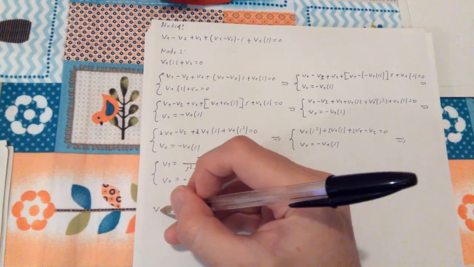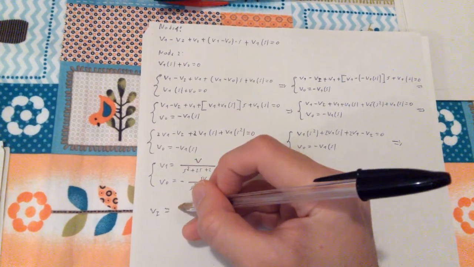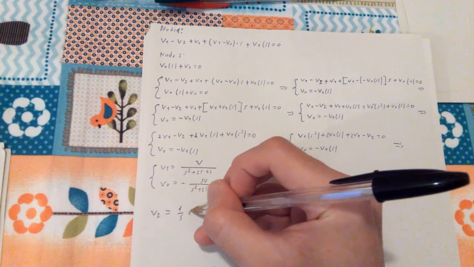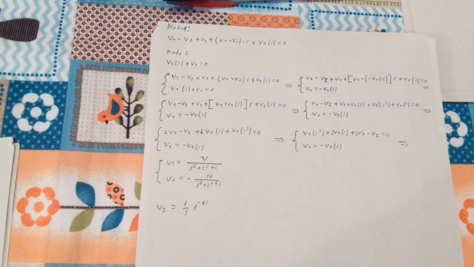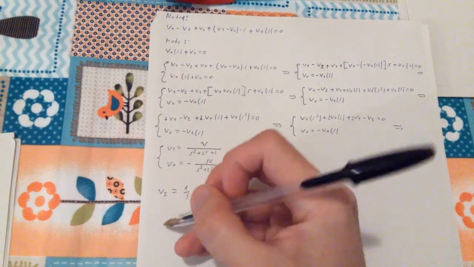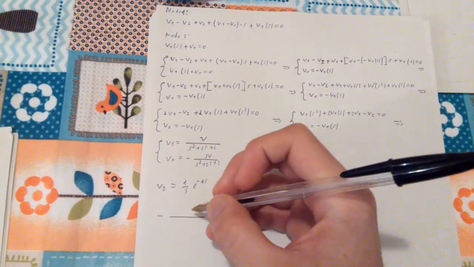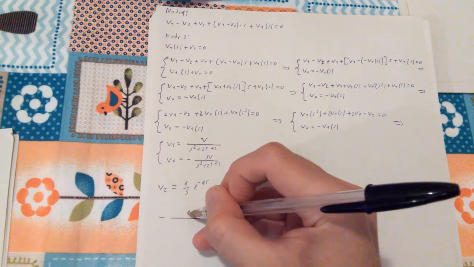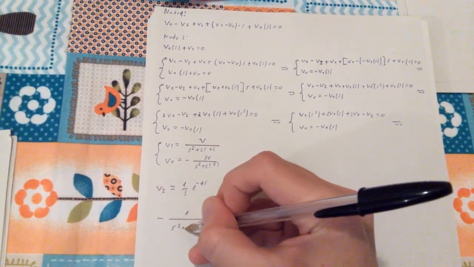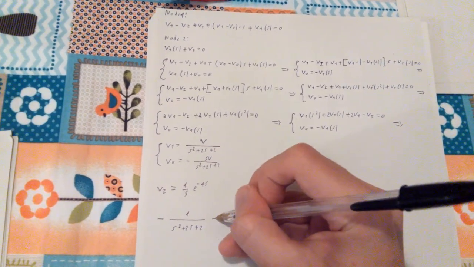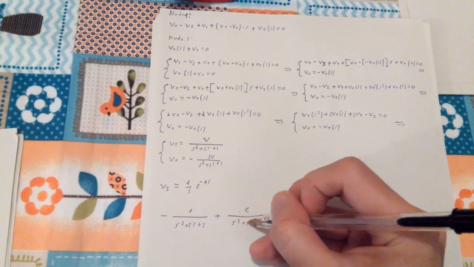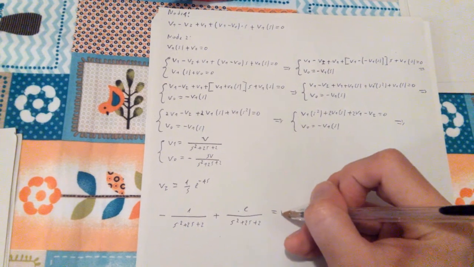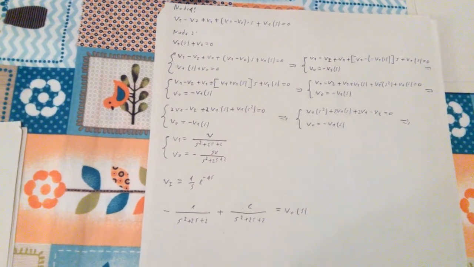So Vi will actually be 1 over S e to the negative 4S. So from here we get that negative 1 over S squared plus 2S plus 2, plus e to the negative 4S over S squared plus 2S plus 2, is equal to V0 of S.